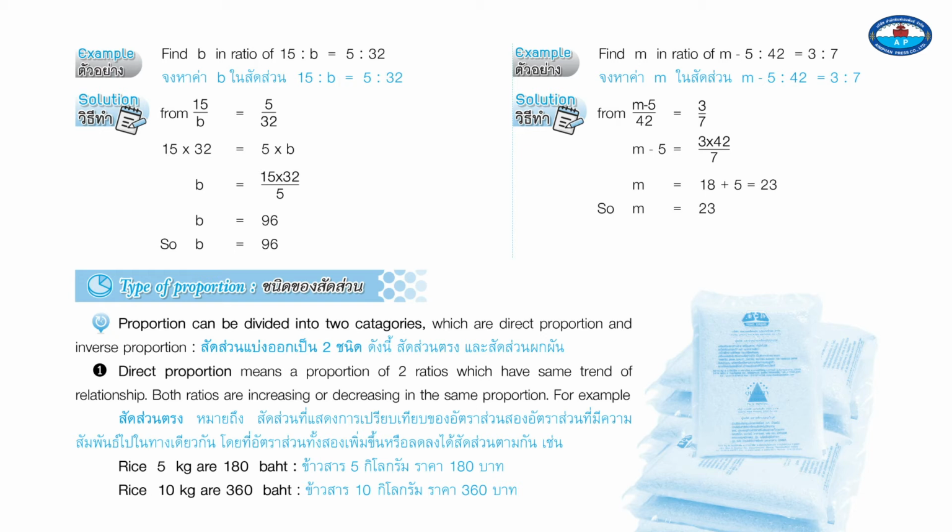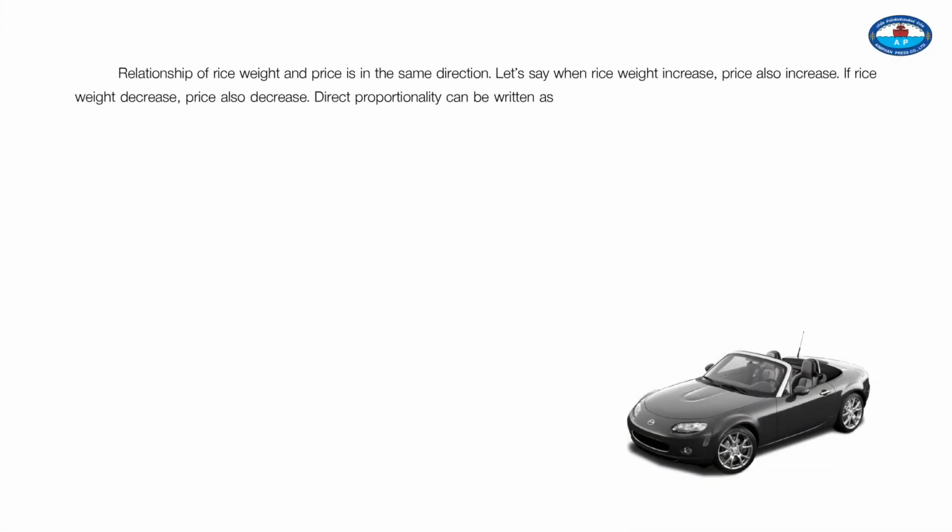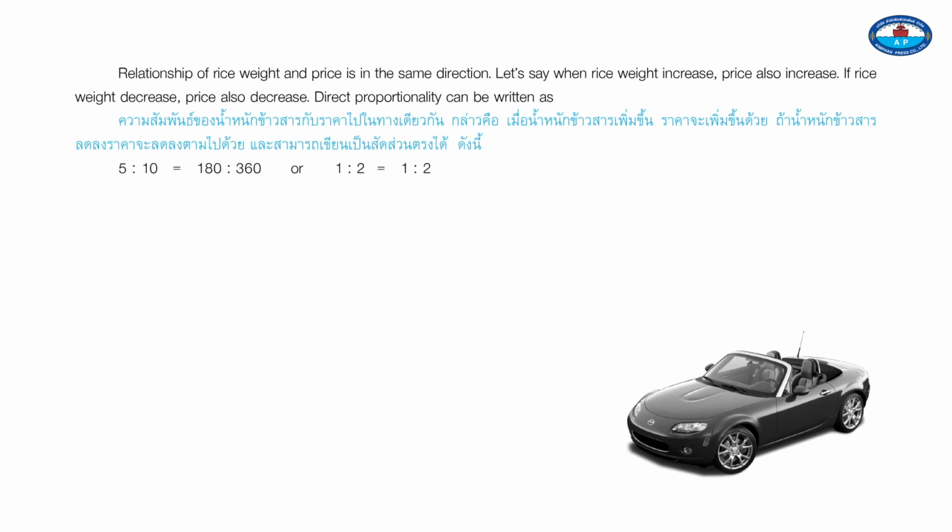For example, rice 5 kilograms is 180 baht. Rice 10 kilograms is 360 baht. The relationship of rice weight and price is in the same direction. Let's say when rice weight increases, price also increases. If rice weight decreases, price also decreases. Direct proportionality can be written as 5:10 equals 180:360, or 1:2 equals 1:2.